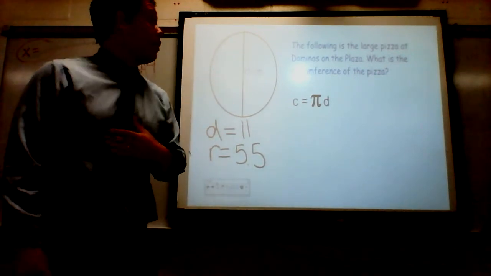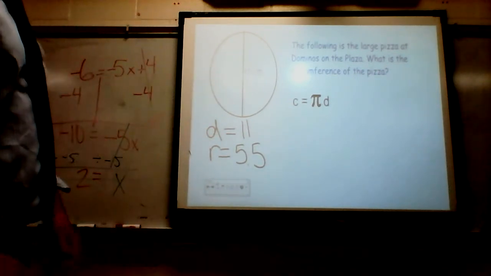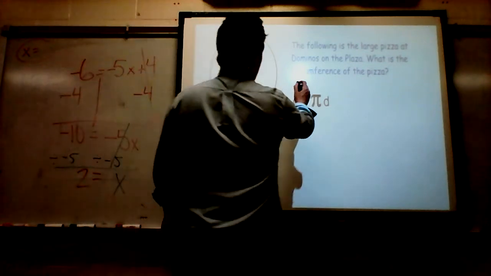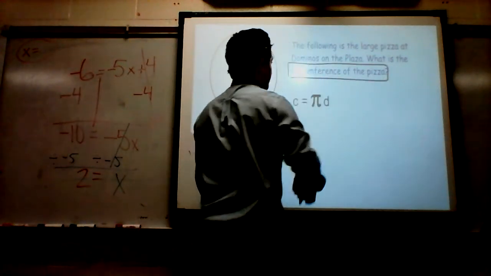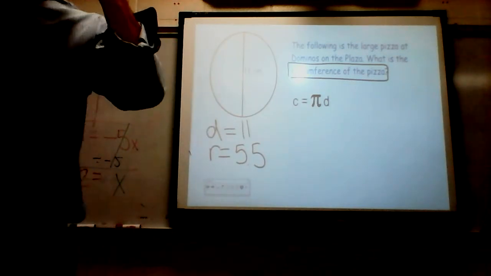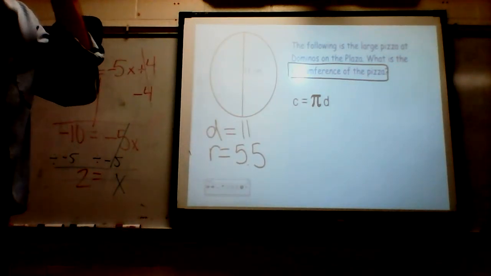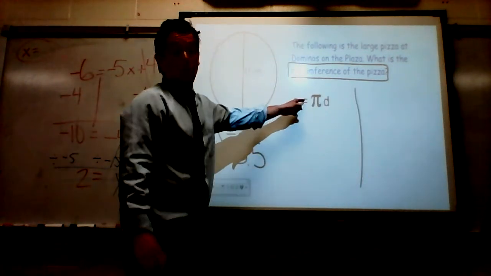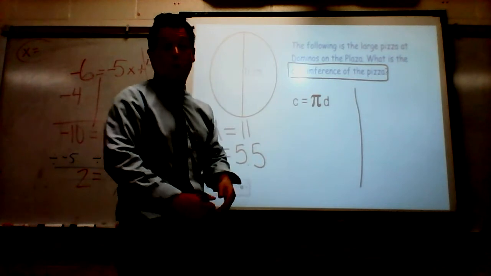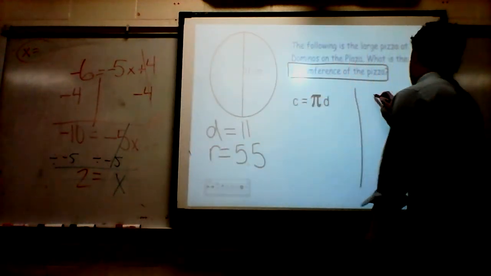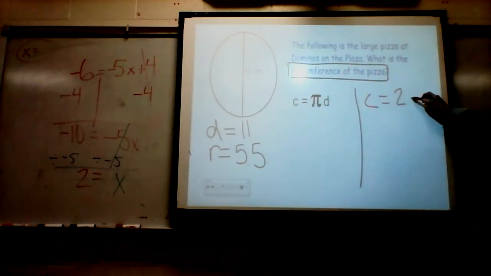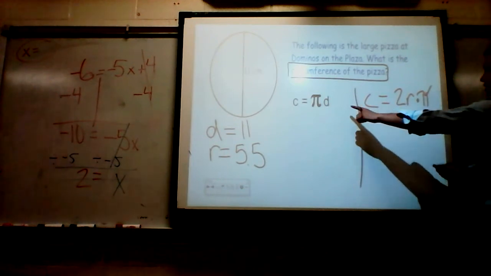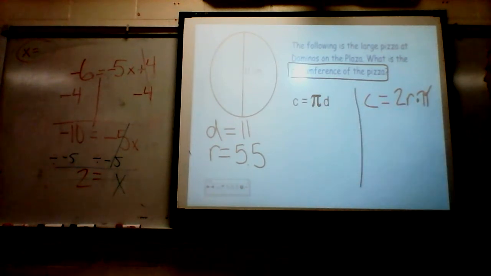I'll read it again. It says, the following is a large pizza at Domino's on the Plaza. What is the circumference of the pizza? Again, circumference is the distance around. And we can use 2 different formulas, whichever one you choose. Either circumference equals pi times diameter, or we can use circumference equals 2 times the radius times pi. Same thing. Either way, 2 times the radius, that's the same as the diameter, and we're multiplying it by pi.